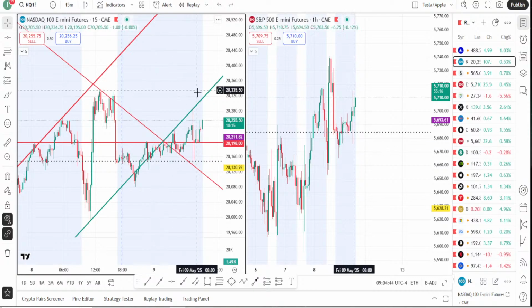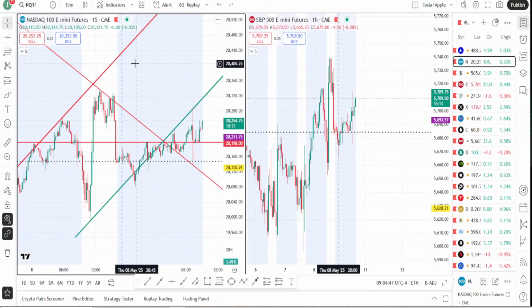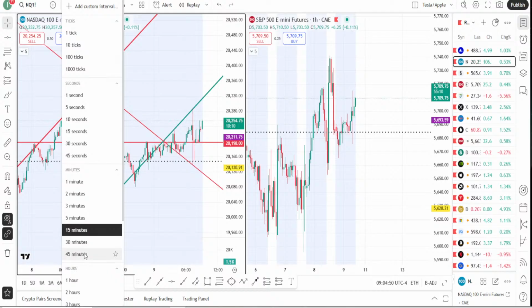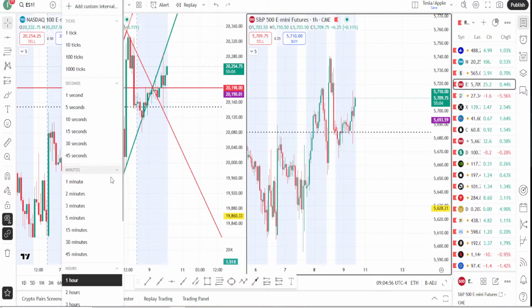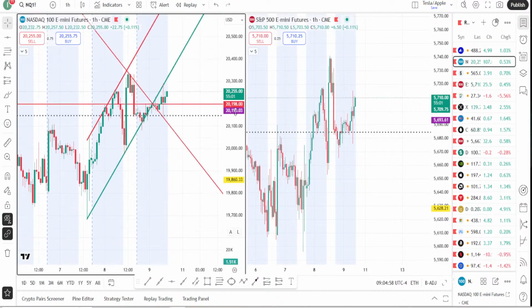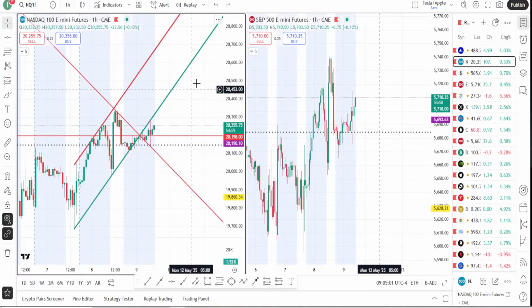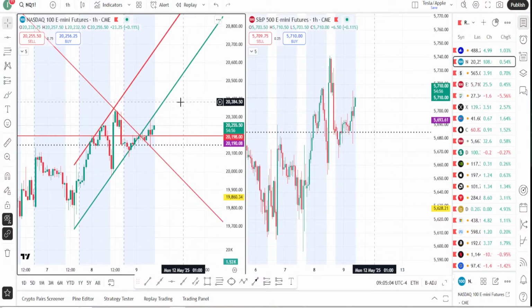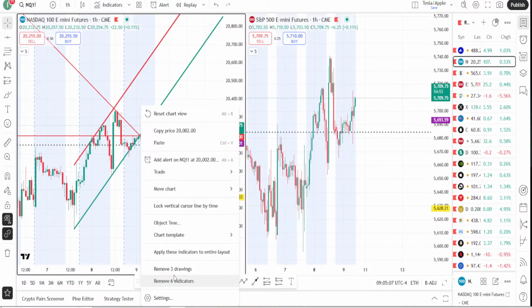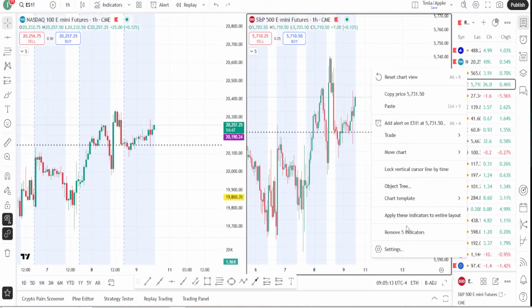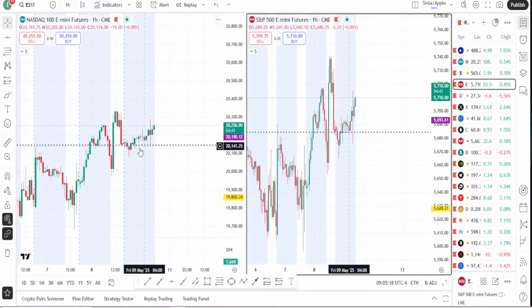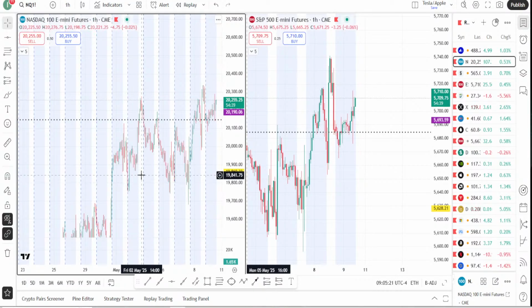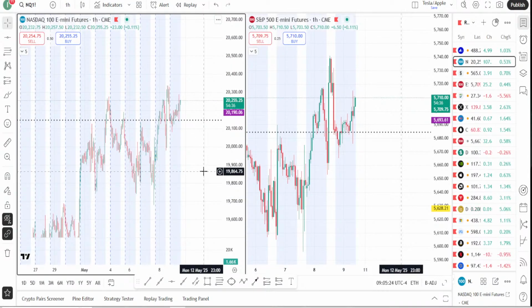All right. Secondly, we're gonna go to the hourly time frame. NQ, ES, hourly. Done. Next, we're gonna remove any drawings, any lines, anything on the chart. We're gonna remove everything. Done. We're off to a good start. We got nothing but straight up candlesticks, man.